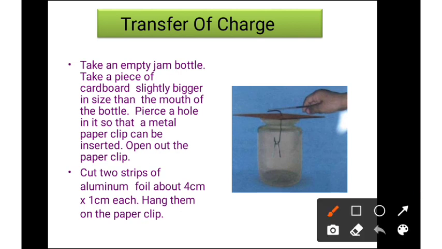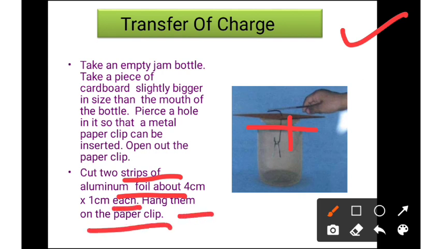Next is transfer of charge. Again one activity is given here. Take an empty jam bottle. Take a piece of cardboard slightly bigger in size than the mouth of the bottle. Pierce a hole in it so that a metal paper clip can be inserted like this. Open out the paper clip. Cut 2 strips of aluminium foil about 4 by 1 centimeter each. Hang them on the paper clip like this.